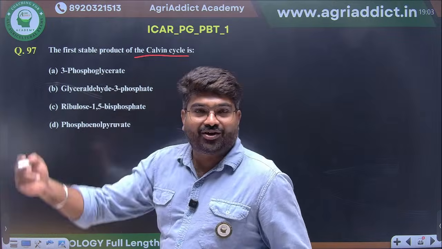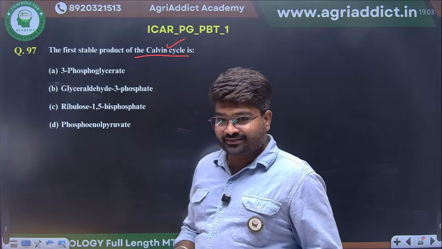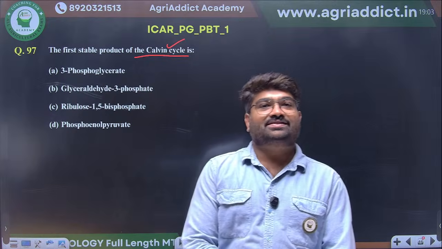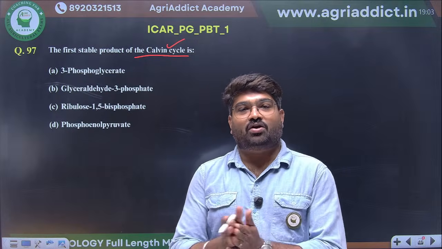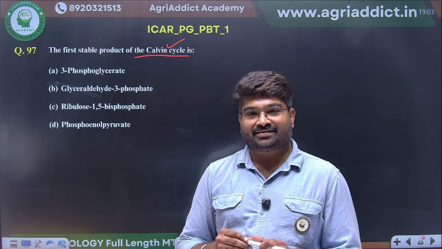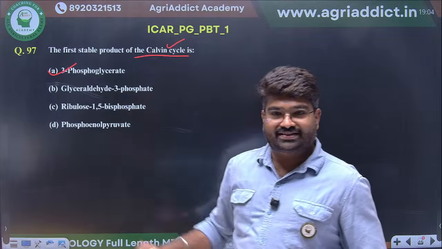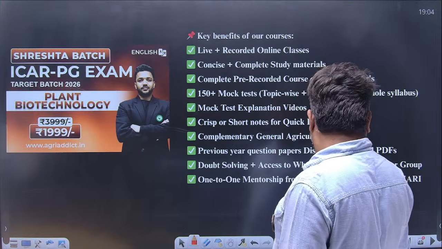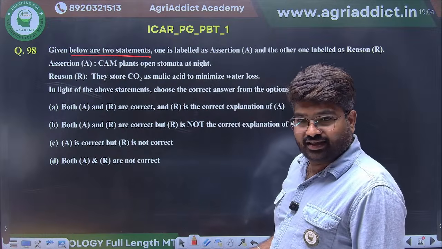This everyone will solve. What is the first stable product of the Calvin cycle? What will be the stable product of the C3 cycle? Students, what will be the first stable product of the Calvin cycle? Comment your answers. Yes. 3-phosphoglycerate. Option A is the right answer. 3-phosphoglycerate.